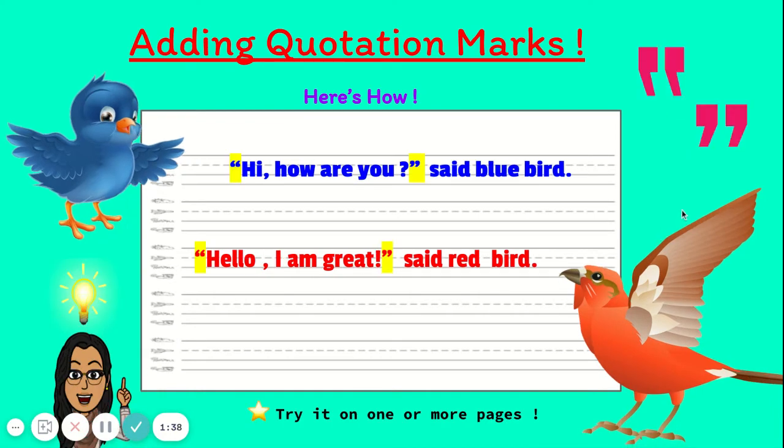This is how we add quotation marks. First, you add a set of quotation marks to show the beginning of when a character is speaking, and then you close that sentence by adding quotation marks at the end to show when that character has stopped speaking. We do the same to show what the next character says. This is where Redbird started speaking, and this shows when Redbird finished speaking.